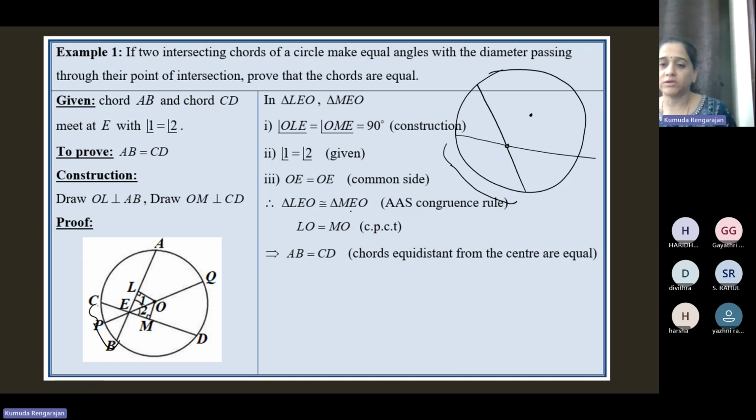Then point of intersection, center. So this is the diameter, correct? This is the diameter, right? Look at the board. This is the diameter. So now center, perpendicular to one chord, perpendicular to the other chord. Now this angle is equal to this angle. This is the figure. This is angle 1 equal to angle 2.